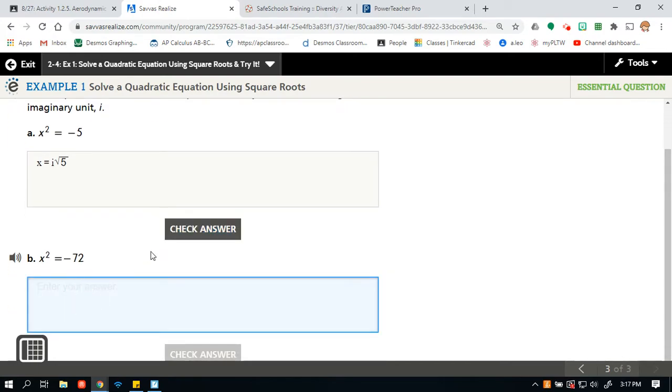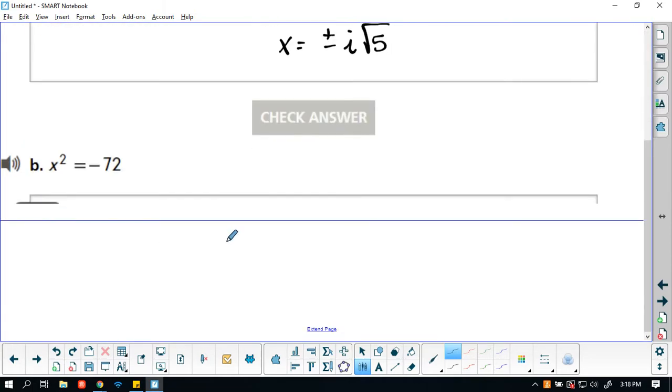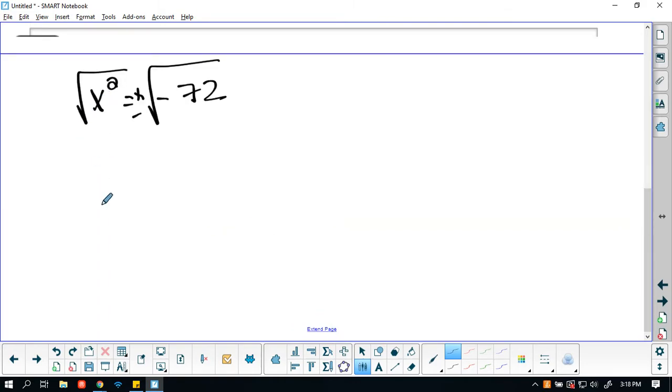Okay, we're going to try it on this one. x squared equals negative 72. All right, so x squared equals negative 72. I'm going to take the square roots of both sides. Technically, it's a plus and minus. So I get x equals plus or minus i square root 72. Now I could reduce 72. Let's see if I could do 72 as a perfect square.